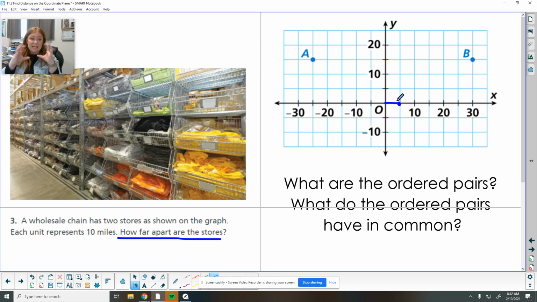So they just shrunk it down, because to draw a full-size map of 10 miles for every unit, we would literally have to drive to the store to read the map. So when we use maps, we're just shrinking it down to the same scale. So they said every unit.